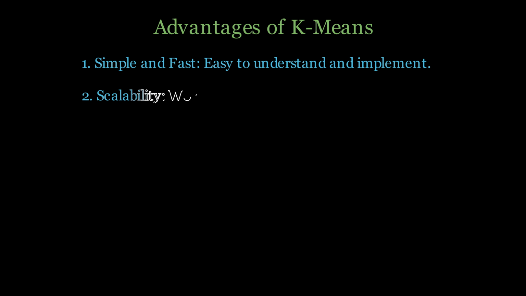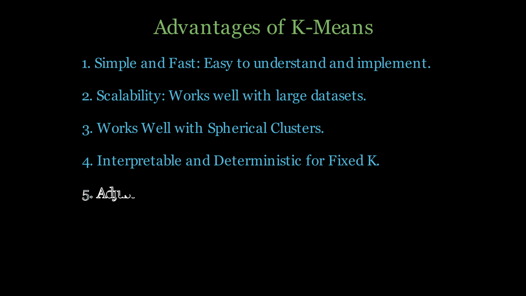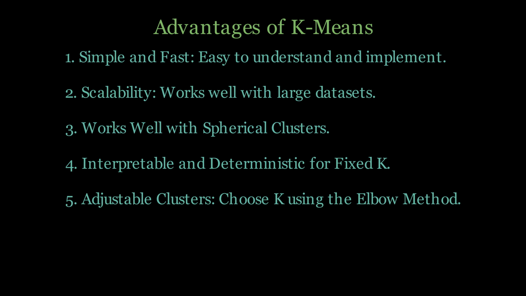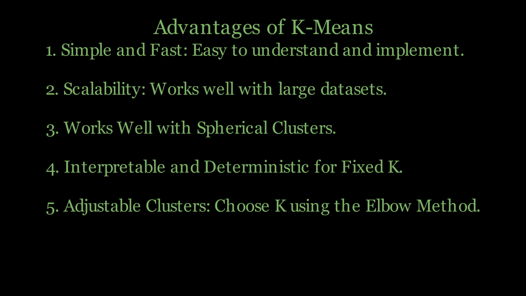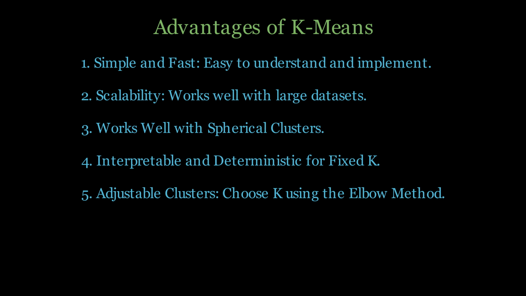Let's explore the advantages and disadvantages of k-means clustering, a popular algorithm for grouping data. K-means is simple, fast, and scalable. It works well with spherical clusters and allows you to choose the number of clusters using methods like the elbow method.